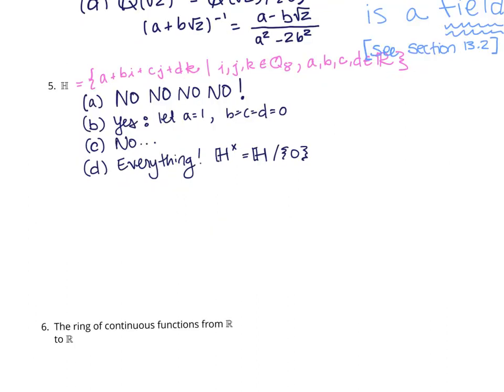Next up, let's take a look at our real Hamilton quaternions. So as a reminder, these are linear combinations or sort of polynomials with real coefficients in the elements of the quaternion group. So we're looking at i, j, and k again, but now our elements in this ring look like a plus bi plus cj plus dk. It's sort of this extended complex number set.